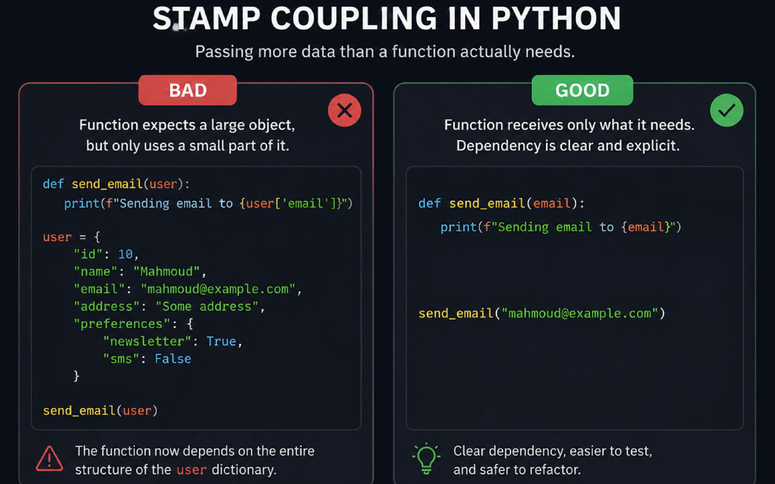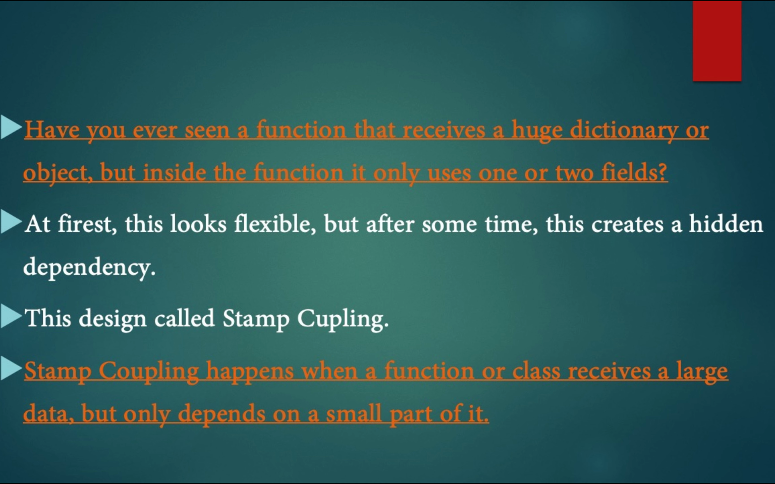In this video, we will understand what step coupling is, why it matters in Python, and how we can refactor it into cleaner design. Have you ever seen a function that receives a huge dictionary or object, but inside the function, it only uses one or two fields? At first, this looks flexible. You can pass more data whenever you want. But after some time, this creates a hidden dependency problem. A small change in one place can break unrelated parts of your application. This design is called step coupling.